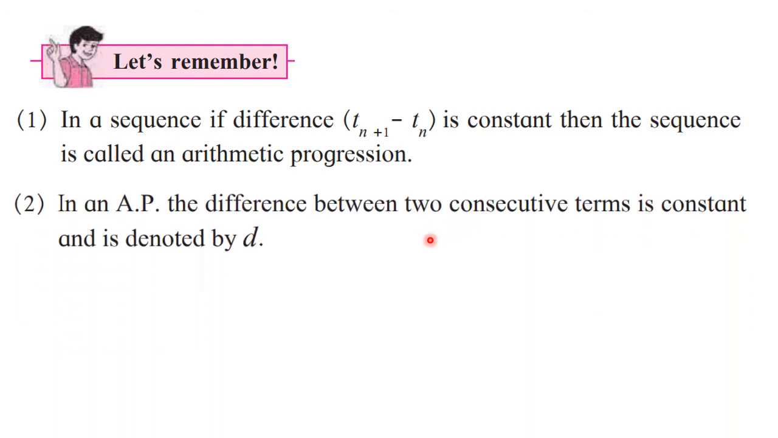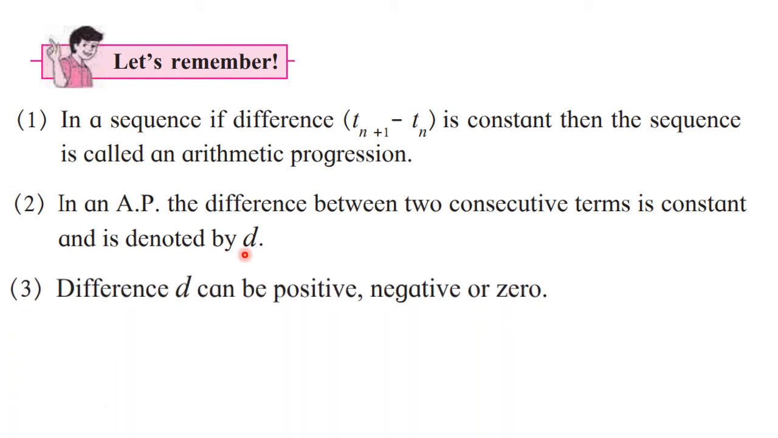Then the next point here is the difference between two consecutive terms is always constant, and that difference is denoted by small d. Then the next one, this common difference d can be positive, negative or zero. We have seen various examples previously. In one place the difference was minus 30, in one place plus 3, in one place 0. So this common difference d can be positive, negative or 0 also.